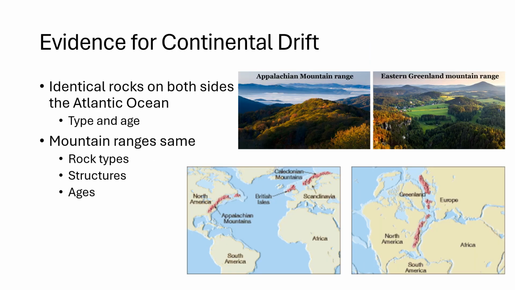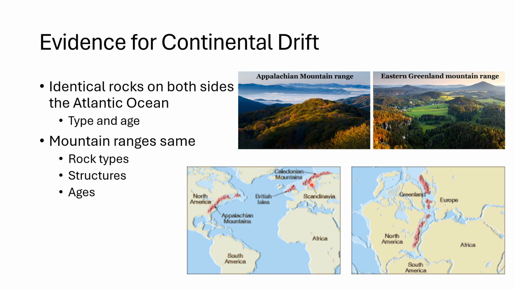One of the first things we'll cover here is evidence in the rocks. You would have these mountain ranges. You have the Appalachian mountain range, which is over here, and mountains that go up through eastern Greenland into Europe. As you can see, they even go up into Scandinavia.